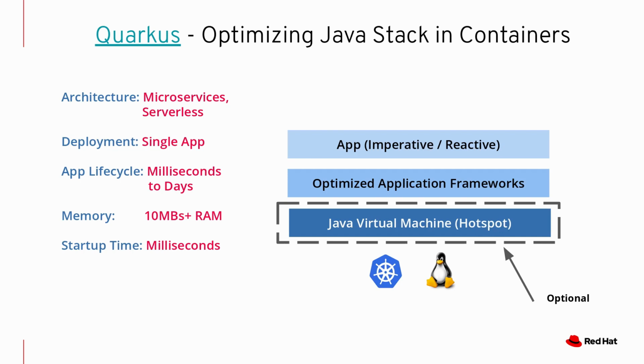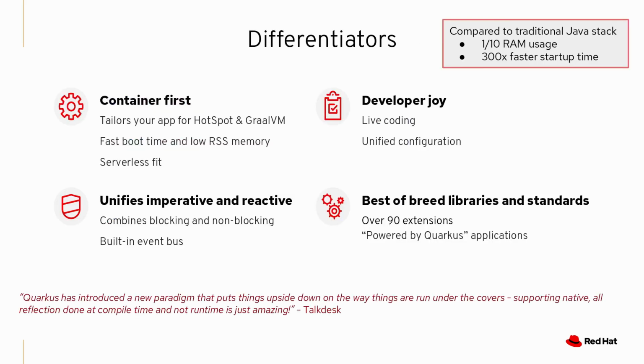So with Quarkus, you can build a program using the traditional JVM, for example, the HotSpot JVM, or you can even move further and use the GraalVM compiler to compile your application into a native executable, which then could be packaged into the container and will start super fast, in really milliseconds, and will consume much less memory than the traditional JVM.